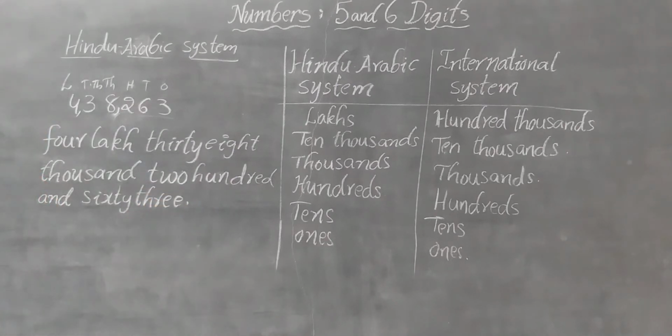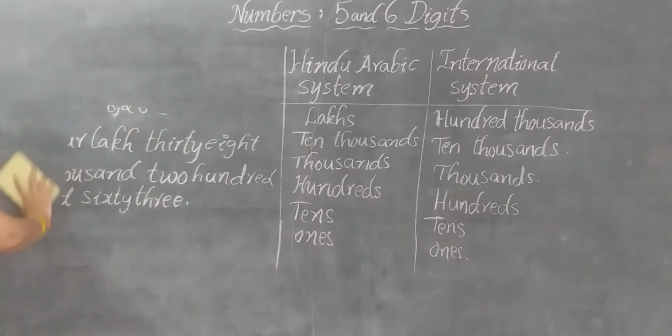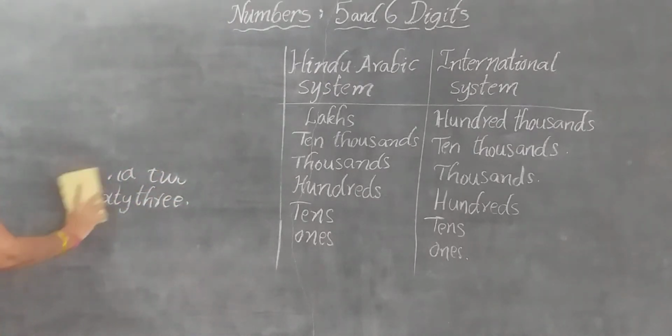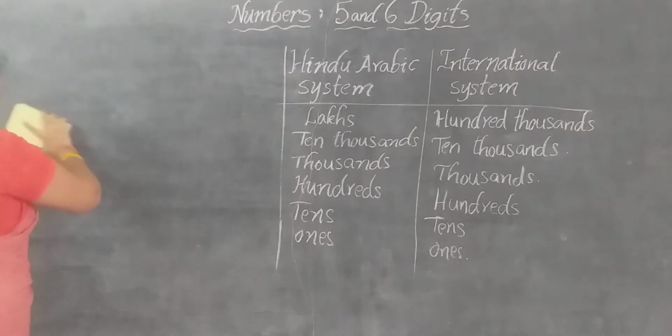This is the 6-digit number in the Hindu-Arabic system. Have you understood, children? You must write the place values here. Then you will easily write the number name. Okay? Now I will explain the international system, how to write in the international system.